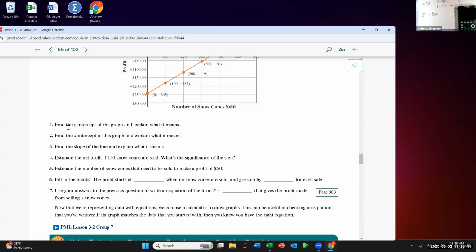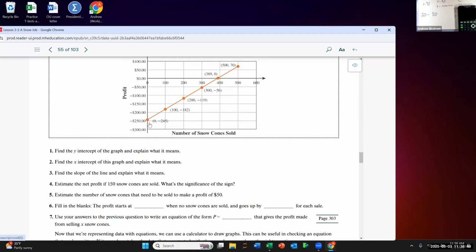So just looking at this, it says to find the y-intercept. That's the value, or that's the b. So here, that's the negative 245. It says find the y-intercept on the graph and explain what it means. In this case, the negative 245 is the startup cost or the fixed cost for buying all the equipment. The x-intercept is the value of x you get when y equals 0. So this is a 389. So what does that represent? That represents how many items you need to sell before you start making money.